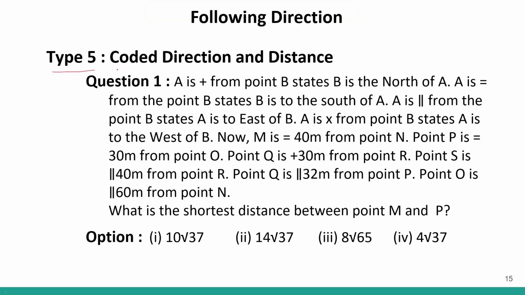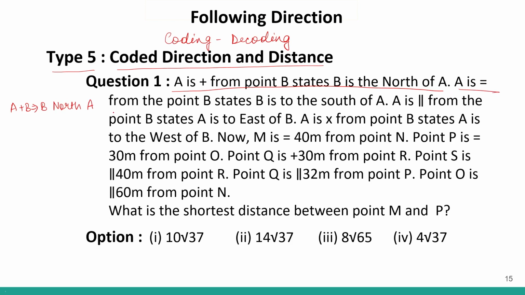Now, this is type 5, coded direction and distance. This is very similar to coding and decoding. So basically, in this, each direction is coded with a symbol. For example, here it is written A plus B. This will denote that B is to the north of A.